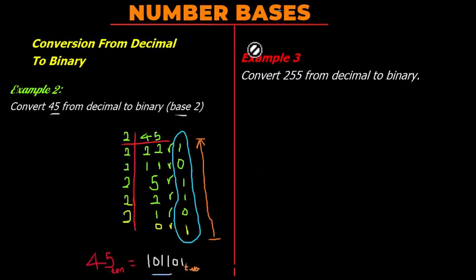So we will be taking our example 3. We have to convert from decimal to binary, and we are converting 255 to binary, and we are going to use the division method.